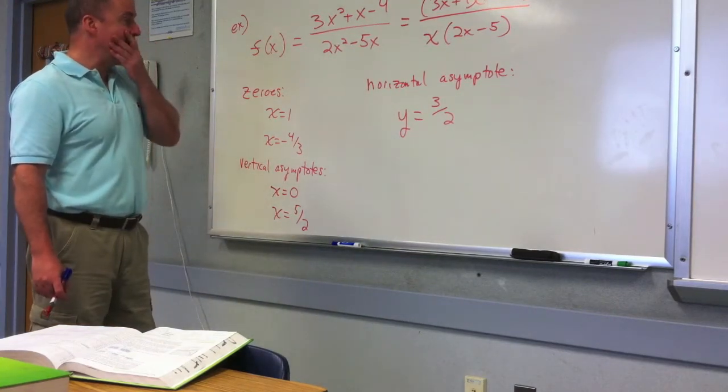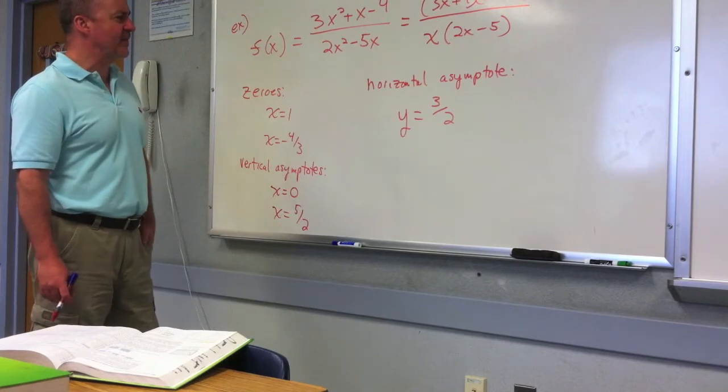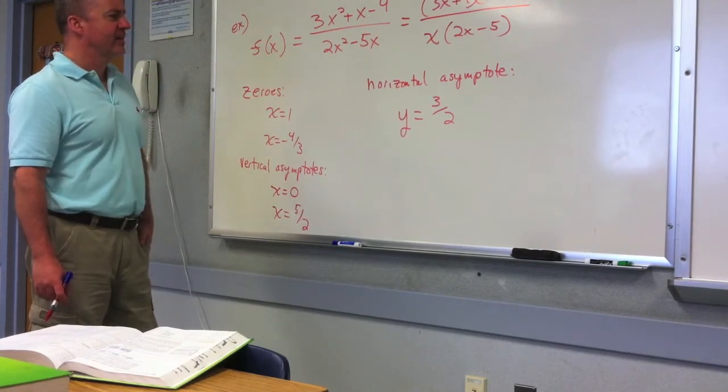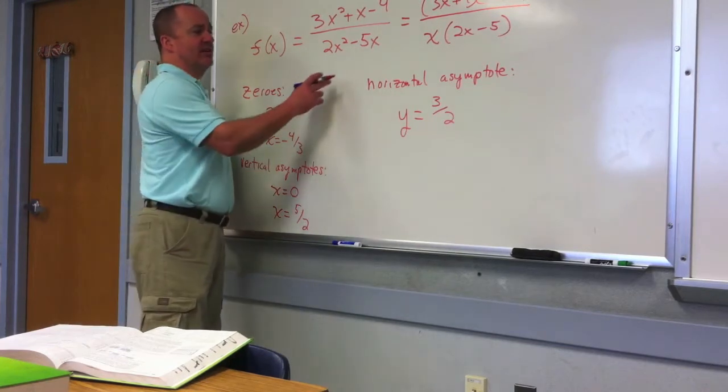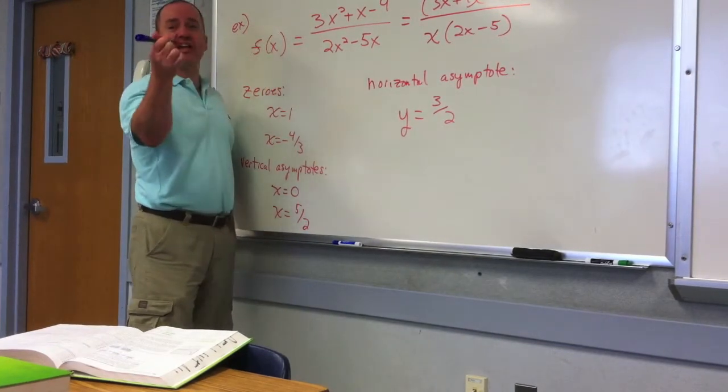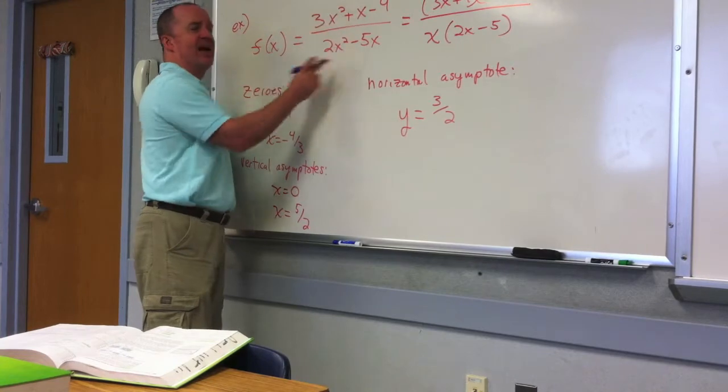And what was the other thing we found yesterday? Slant asymptotes? We don't have that. We only have a slant asymptote if the numerator is 1 degree higher than the denominator.